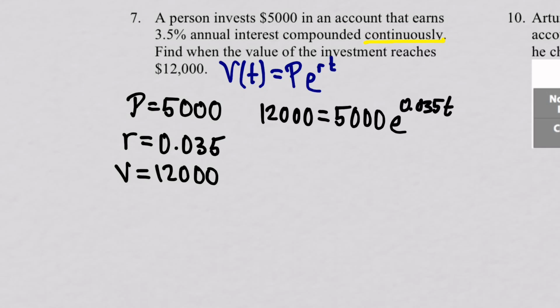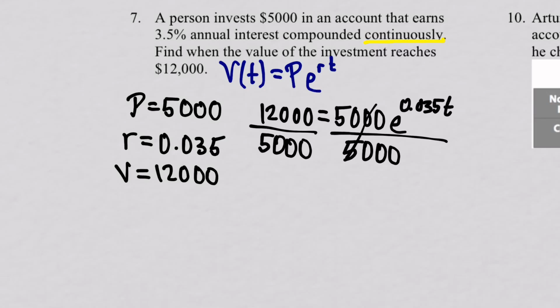I'm going to divide by 5,000 here to get rid of that initial number and make my numbers a little bit easier to work with. It also makes it easier to see in the calculator. When I graph this, I'm more likely to find these two lines if my numbers are smaller. So 12,000 divided by 5,000, that's 12 divided by 5, which according to my calculator is 2.4, equals e to the power of 0.035t. And now calculator work.